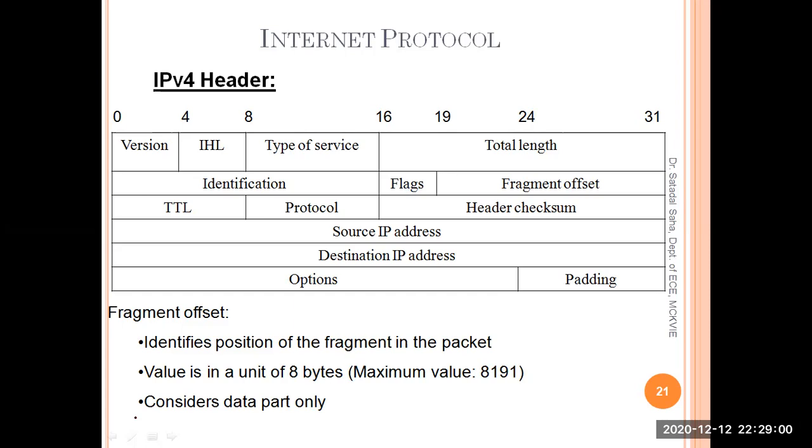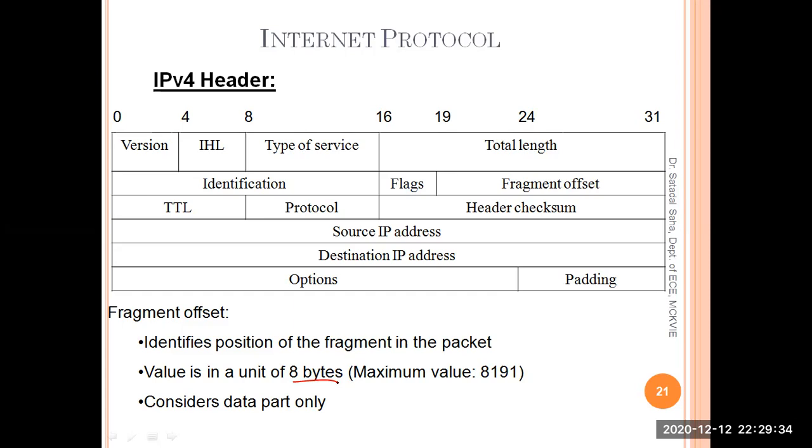Second fragment will have the offset value that is equal to the length of the first fragment divided by 8, because the offset value in this case is a unit of 8 bytes. So if the length of the first fragment is, for example, 16 bytes, then the offset for the second fragment will be 16 by 8, that is 2. So it will be shifted by 16 bytes.